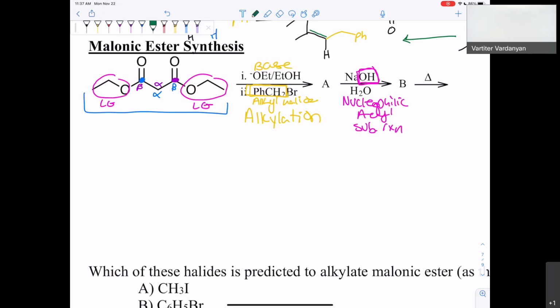And the third step is heat. Anytime we see heat, we know it's a decarboxylation.